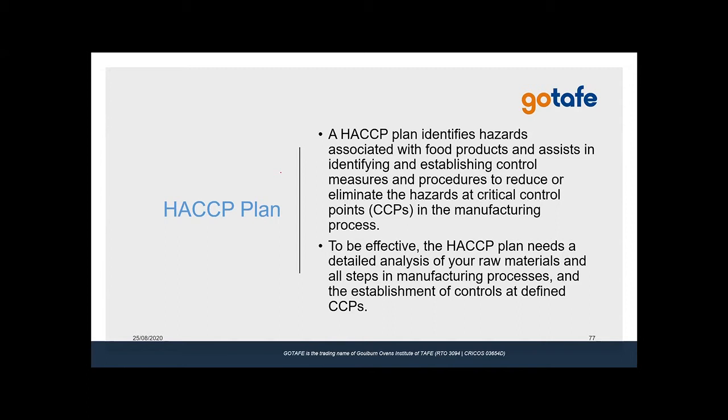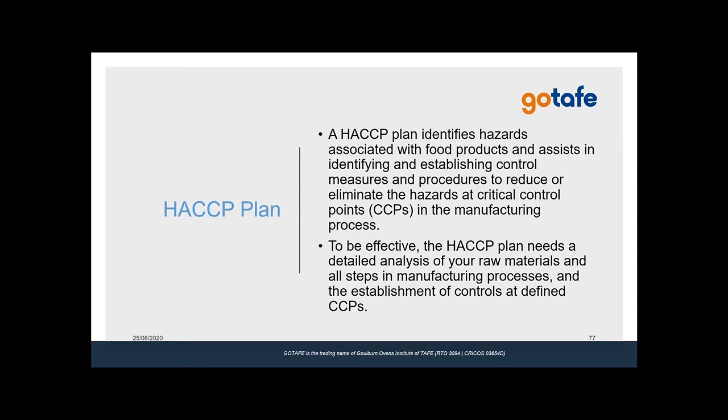A HACCP plan identifies the hazards associated with the food products, assisting in identifying and establishing the control measures and procedures to reduce or try to eliminate the hazard at a critical control point in the manufacturing process. So a HACCP plan is bound to the product you are making, and for each type of product you're making, you should have a HACCP plan for that type of product based on the process you're using.